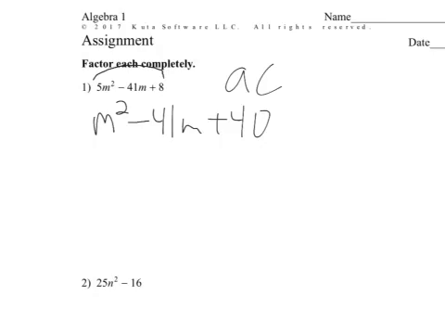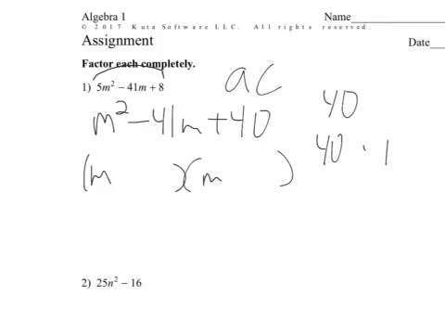And then what happens is I can factor. Well, let's see, what gives me m squared? Well, m times m gives me m squared, and then what will multiply to give me 40 that will add to give me negative 41? I think 40 times 1 is 40, and 40 plus 1 is 41. And the only way I can get a positive 40 with a negative number in the middle is to make them both negative.